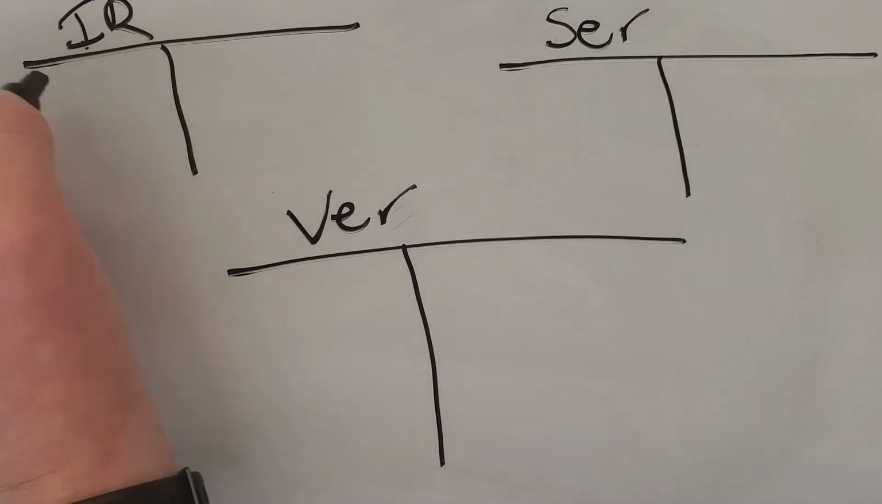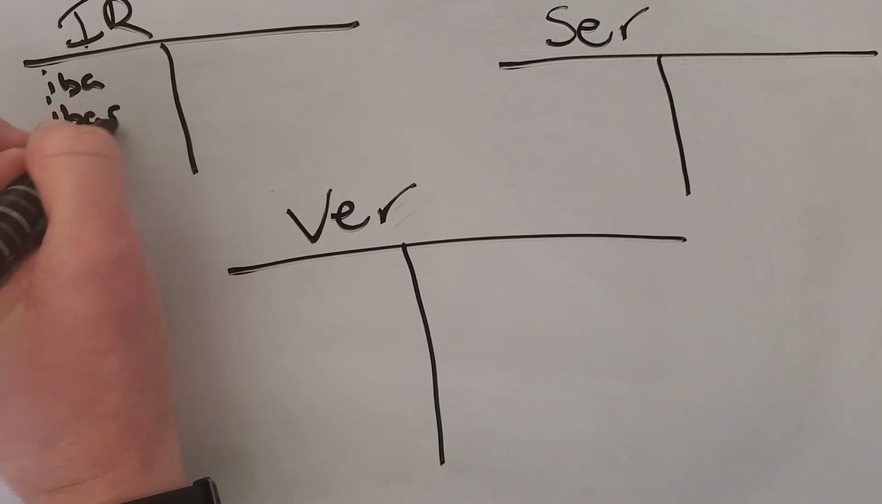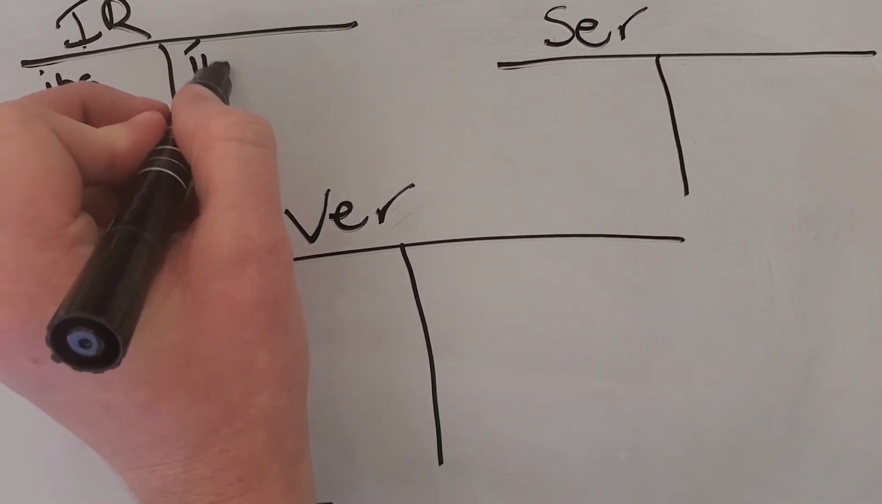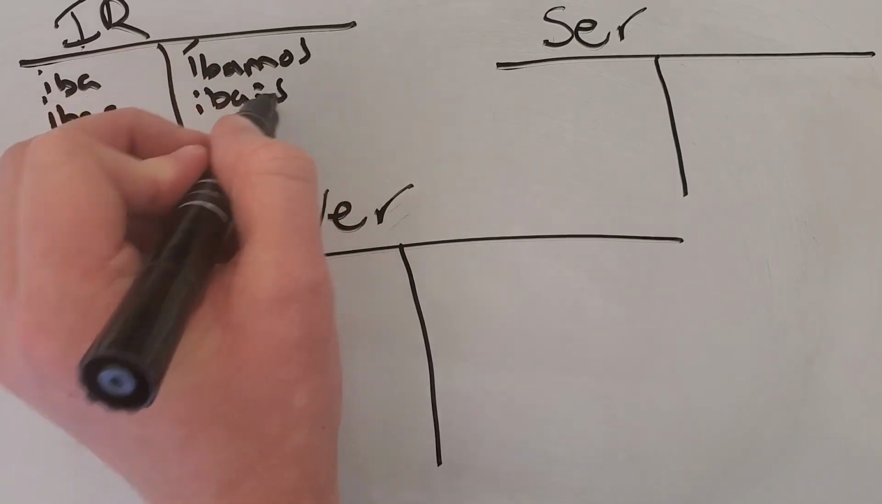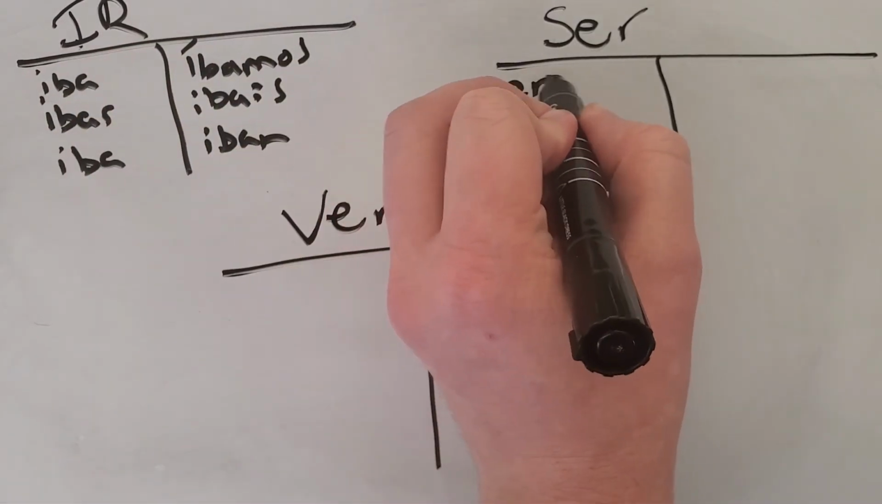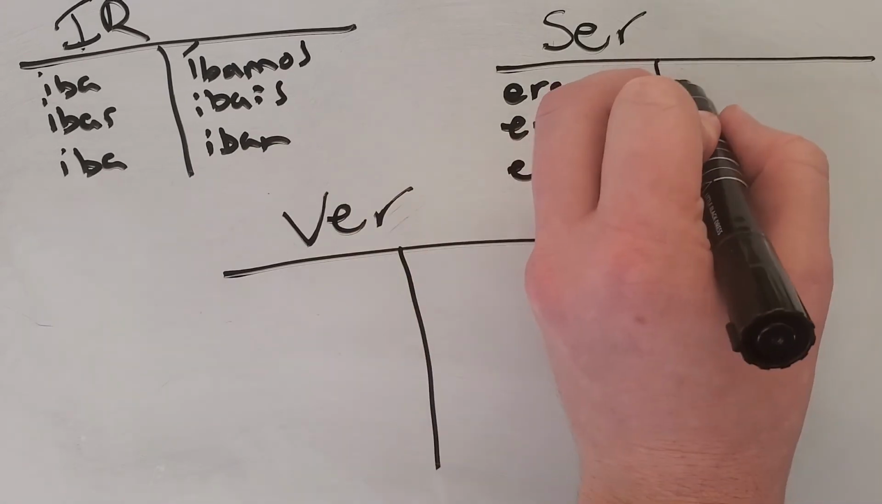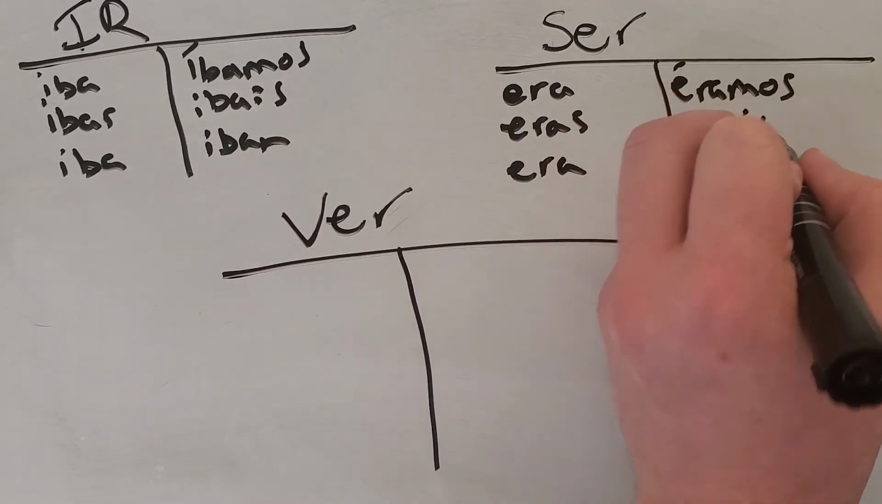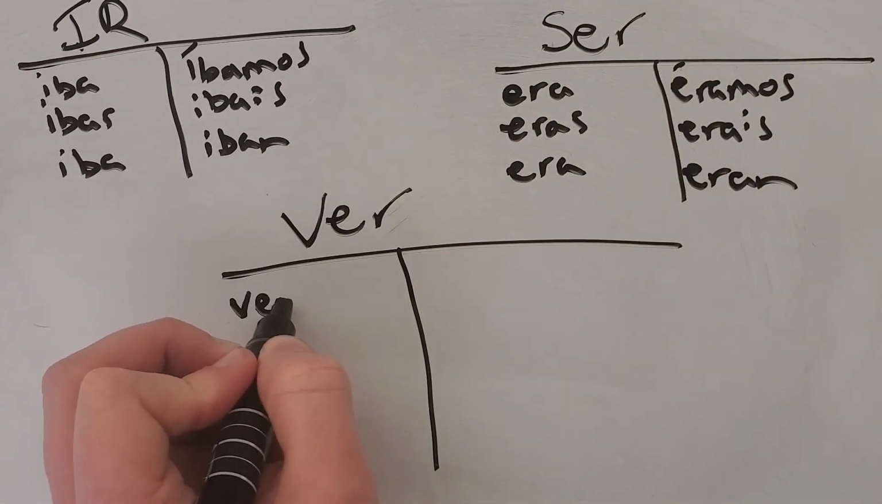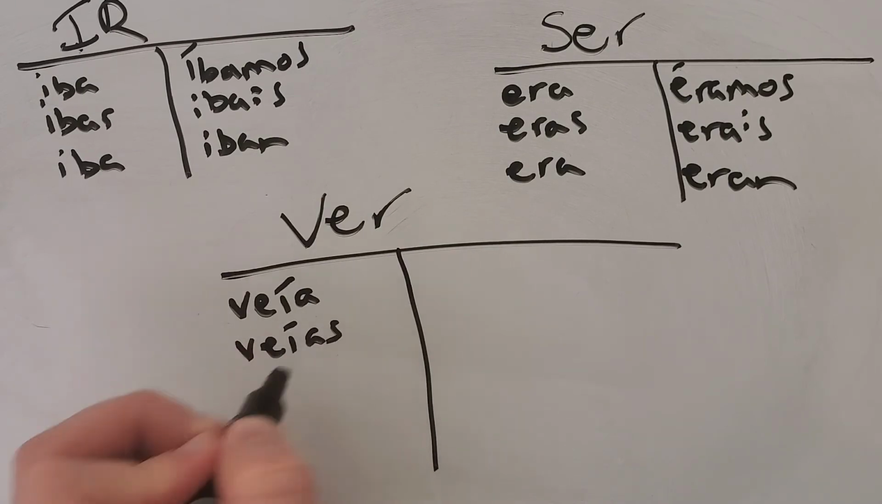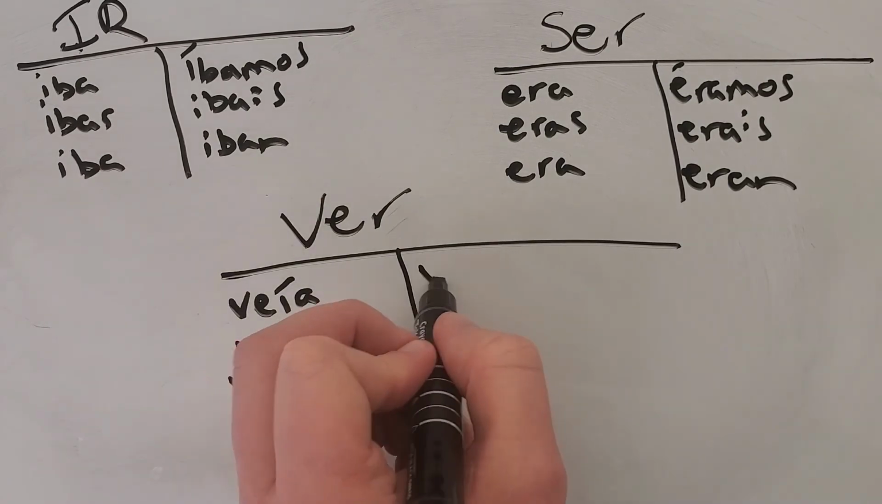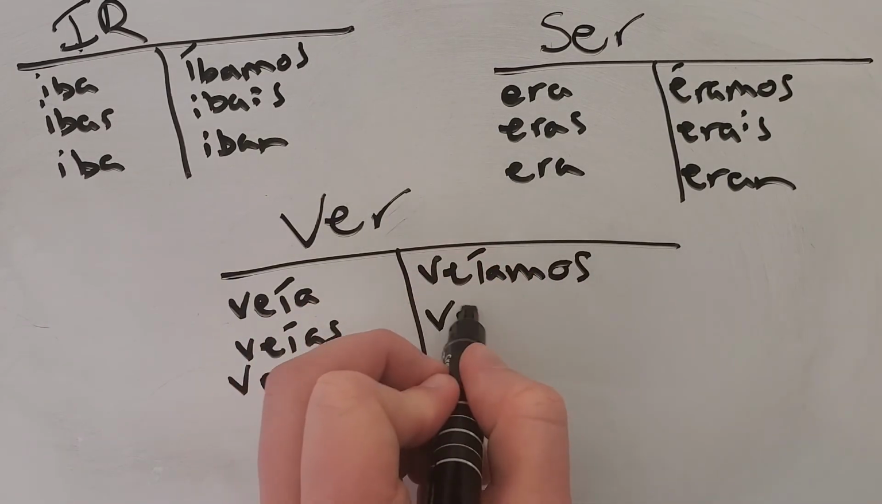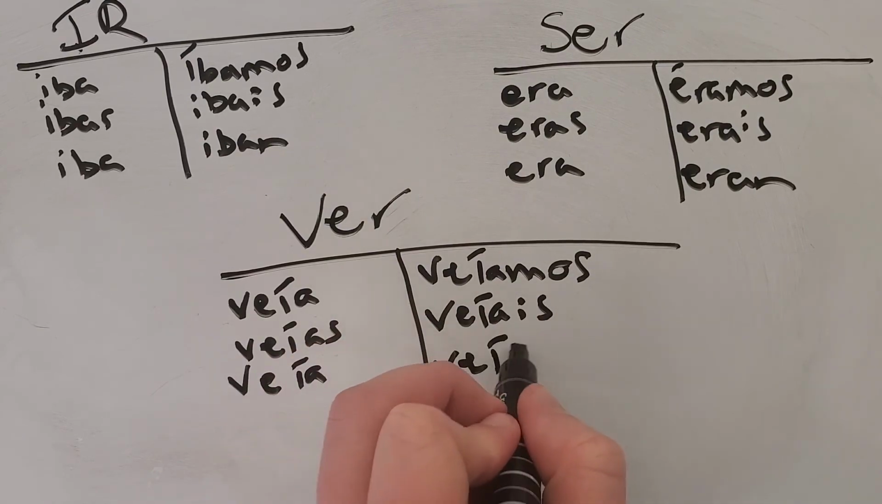For ir, we have iba, ibas, iba, íbamos, ibais, iban. For ser, we have era, eras, era, éramos, erais, eran. And for ver, we have veía, veías, veía, veíamos, veíais, veían.